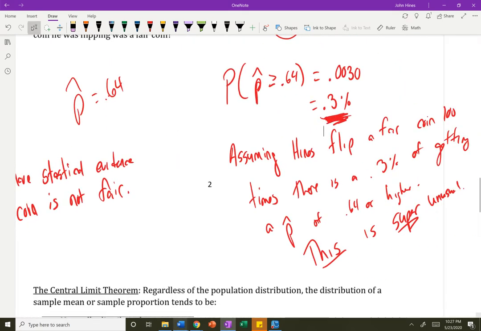It could have happened. It could happen from a fair coin, but something that happens 0.3% of the time is not likely at all. I'm not going to bet money on that. That's a very unlikely outcome.